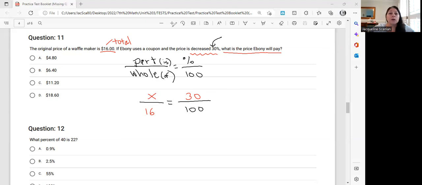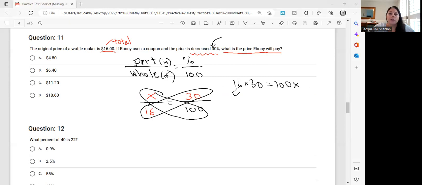I'm going to go ahead and solve this problem like we've been doing in the other problems. I'm going to ask myself, how do I get from 16 to 100? I can't think of what I multiply 16 by to get to 100. So I'm going to do it the other way. I'm going to use cross products. I'm going to multiply 16 times 30 and say that that's the same thing as multiplying 100 times something.